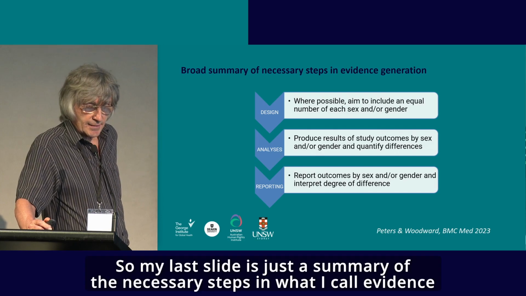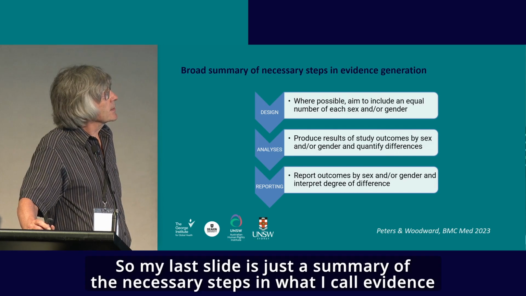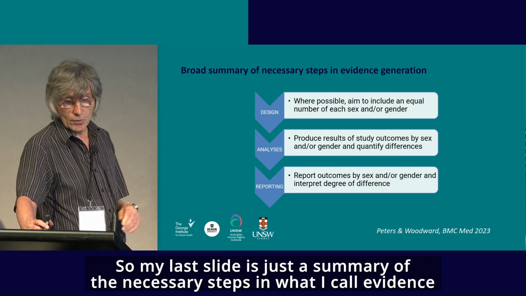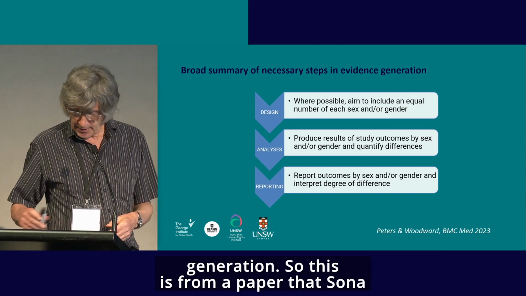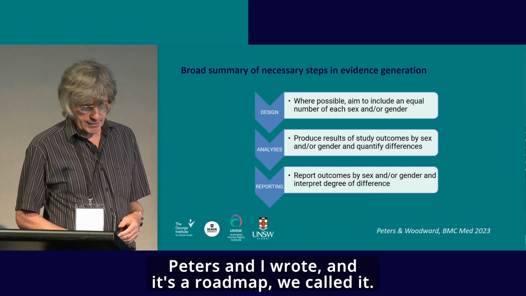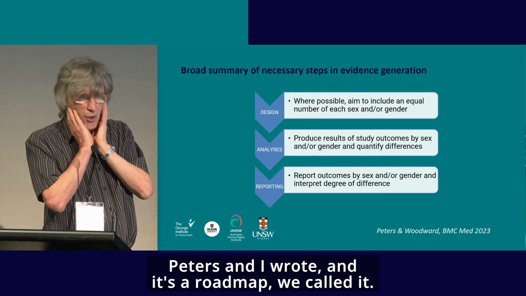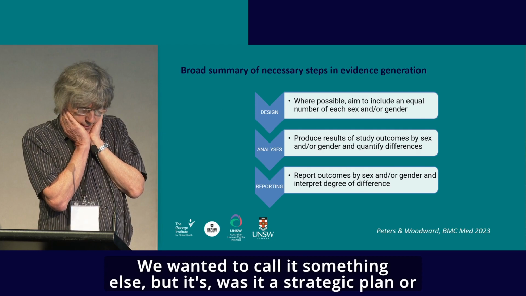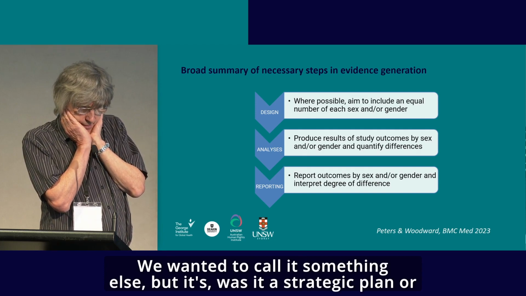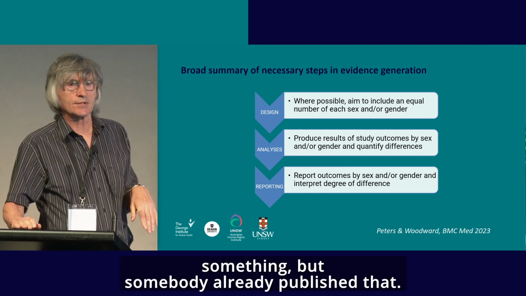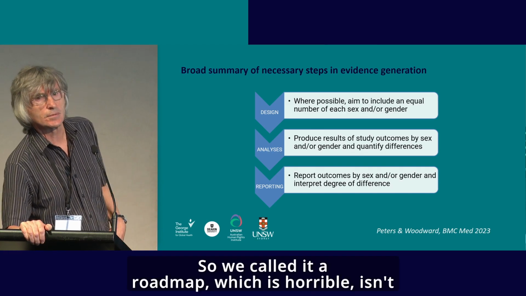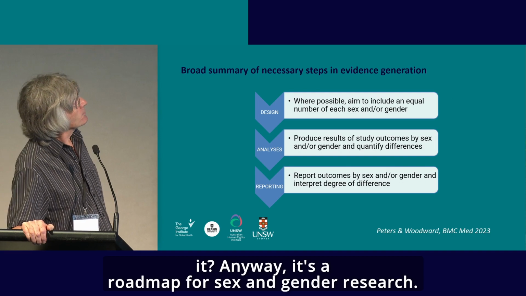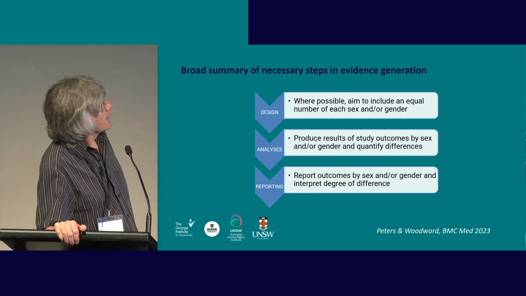So my last slide is just a summary of the necessary steps in what I call evidence generation. This is from a paper that Sonna Peters and I wrote, and it's a roadmap, we called it. We wanted to call it something else, a strategic plan or something, but somebody already published that. So we called it a roadmap, which is horrible, isn't it? Anyway, it's a roadmap for sex and gender research.